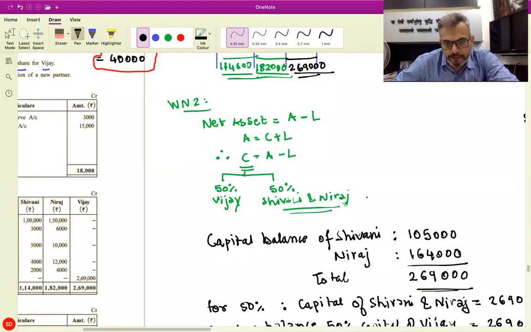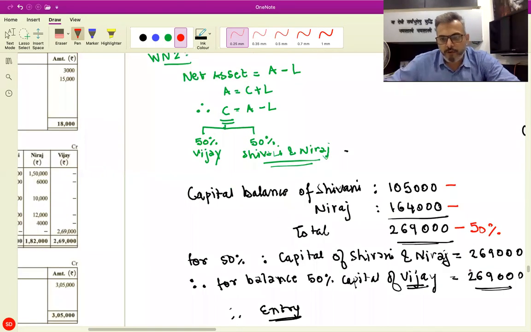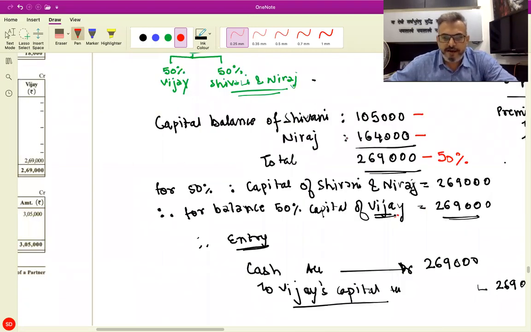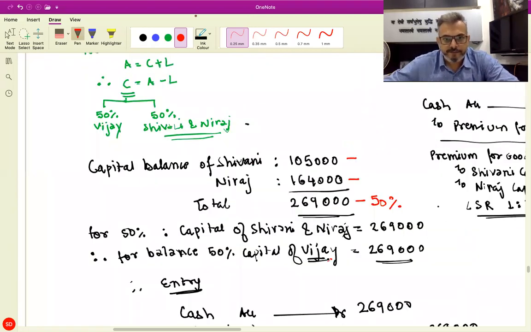So capital 50% Vijay and 50% is Shivani and Neeraj. So now, what we do is we found out capital of Shivani, we found out capital of Neeraj. So total is 2,69,000 for 50%. तो बाकी का 50% भी सेम ही रहेगा 2,69,000. So 2,69,000 will be brought by Vijay. Is this clear now? Then we pass the entry and we give the effects.